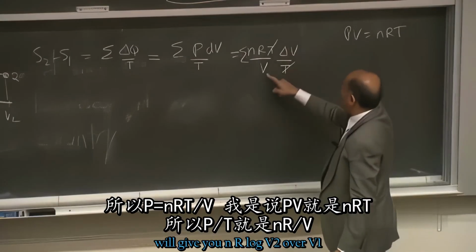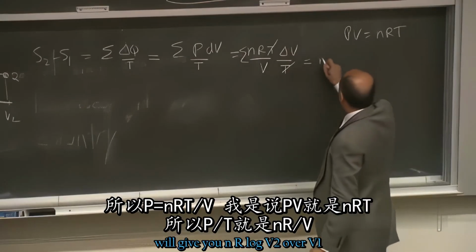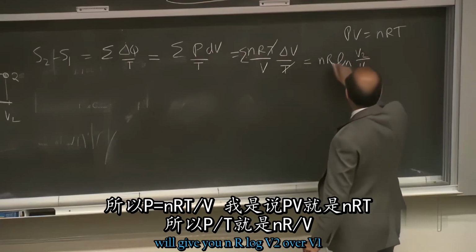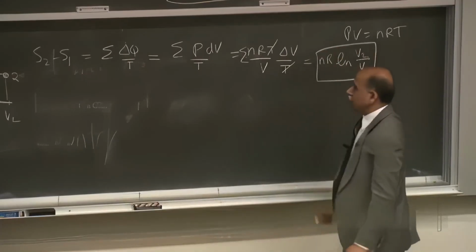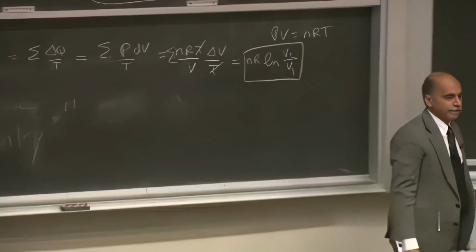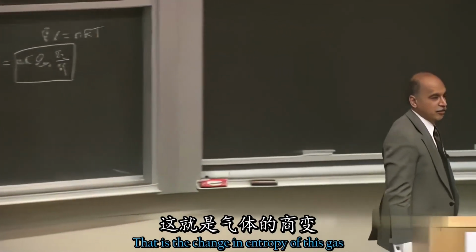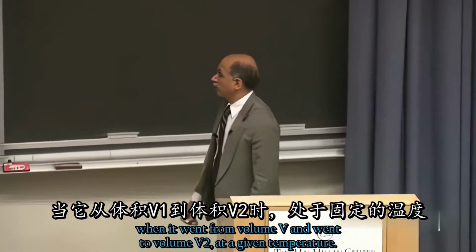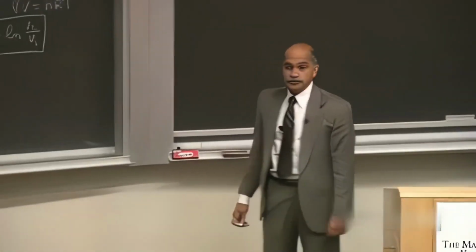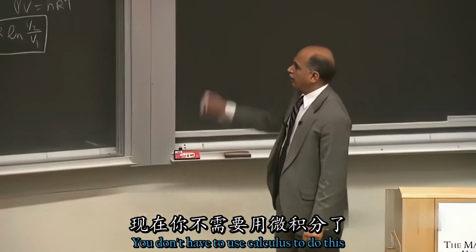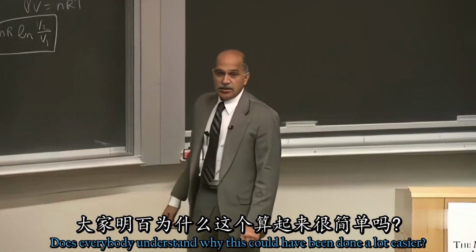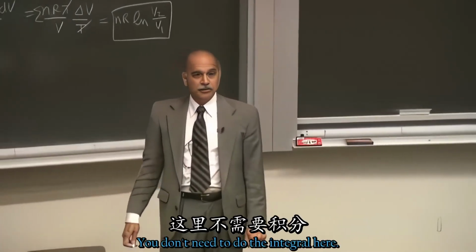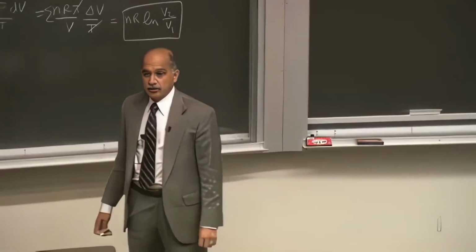Now dV over V, when you sum or integrate, will give you nR log V2 over V1. That is the change in entropy of this gas when it went from volume V1 to volume V2 at a given temperature. You don't have to use calculus to do this. Does everybody understand why this could have been done a lot easier? You don't need to do the integral here.